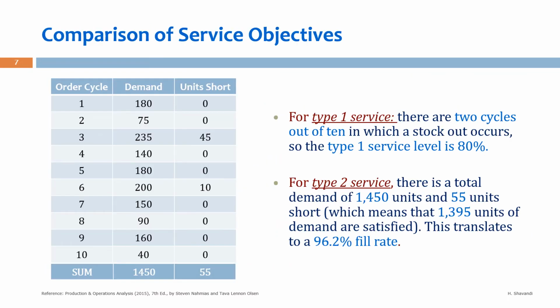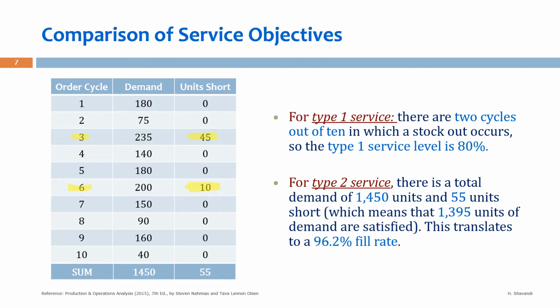So in order to compare the two service levels, let's have an example here. Let's assume that we have this historical data for the past 10 order cycles, and as you see here, in 2 cycles we were in a stock out situation. Yeah, in cycle number 3 and number 6, we were in a stock out situation, and the units short in order cycle 3 was 45, and in cycle 6 was 10.